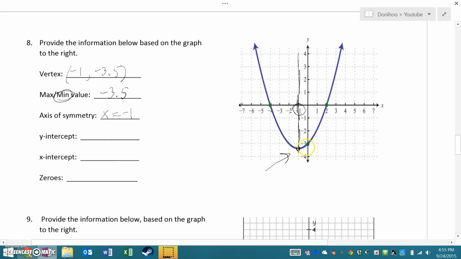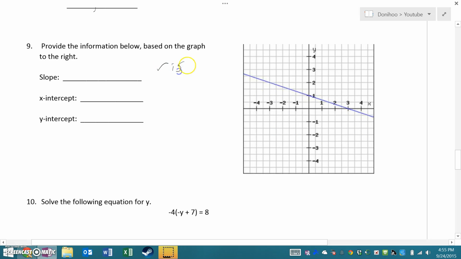My y-intercept is here at 3. So I'm going to say my y-intercept is 0, negative 3. The x is first and the y is second. A lot of you guys are switching that up. X-intercept, that's the point on the x-axis. So negative 4 and 0, x value first, and then 2, 0. X value first, y value second. Negative 4 and 2 are your two numbers that give you zeros.